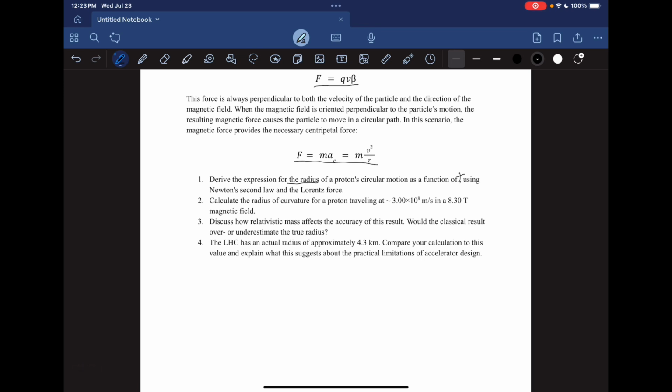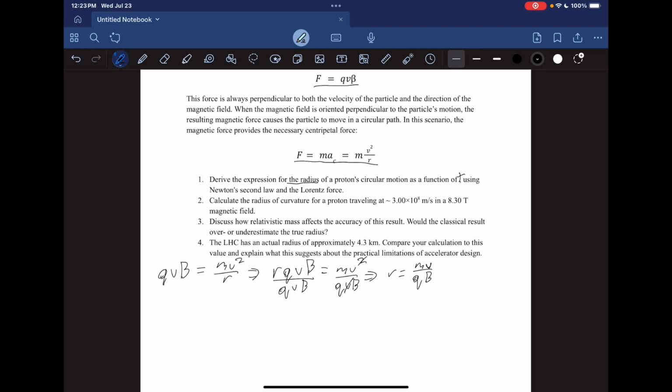But we have F equals qvB and F equals mv squared over r. So we can set those equal to each other. So qvB equals mv squared over r. Multiply both sides by r so that it's not on the bottom. So we have rqvB equals mv squared. Then we can divide both sides by qvB, and you'll see that this velocity cancels with this one. So we end up with r equals mv over qB.